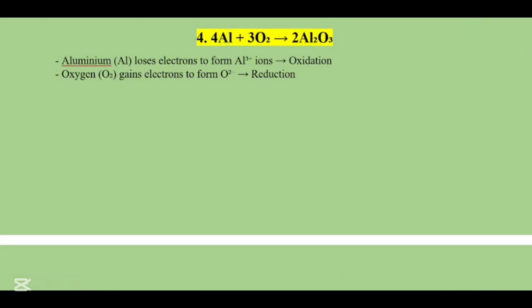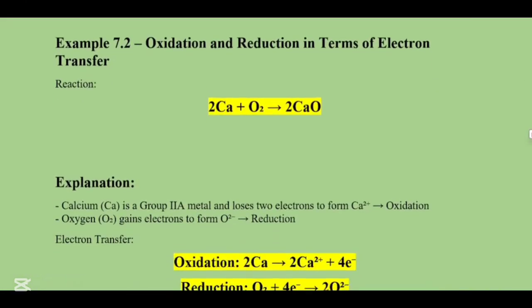And even here, oxygen gained 1 extra electron. It had 2 before, but it has 3 now. So what does this mean? Reduction occurred. Now let's go on to the next exercise.